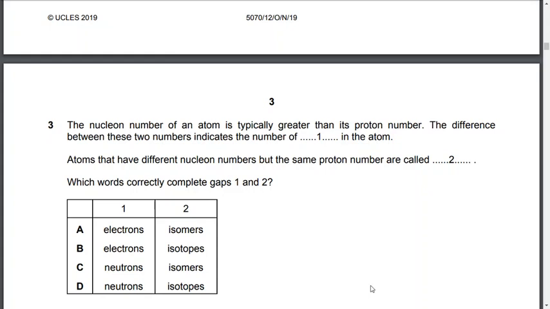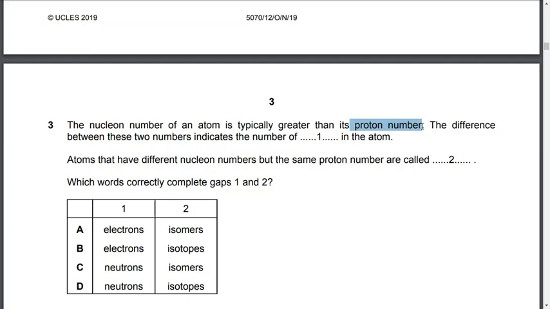So a nucleon number of an atom is typically greater than its proton number, which you already know, because nucleon number is the sum of proton number and neutron number. However, when we talk about the difference between these two numbers, it indicates the number of dash in the atom. They're talking about the difference between nucleon number and proton number.